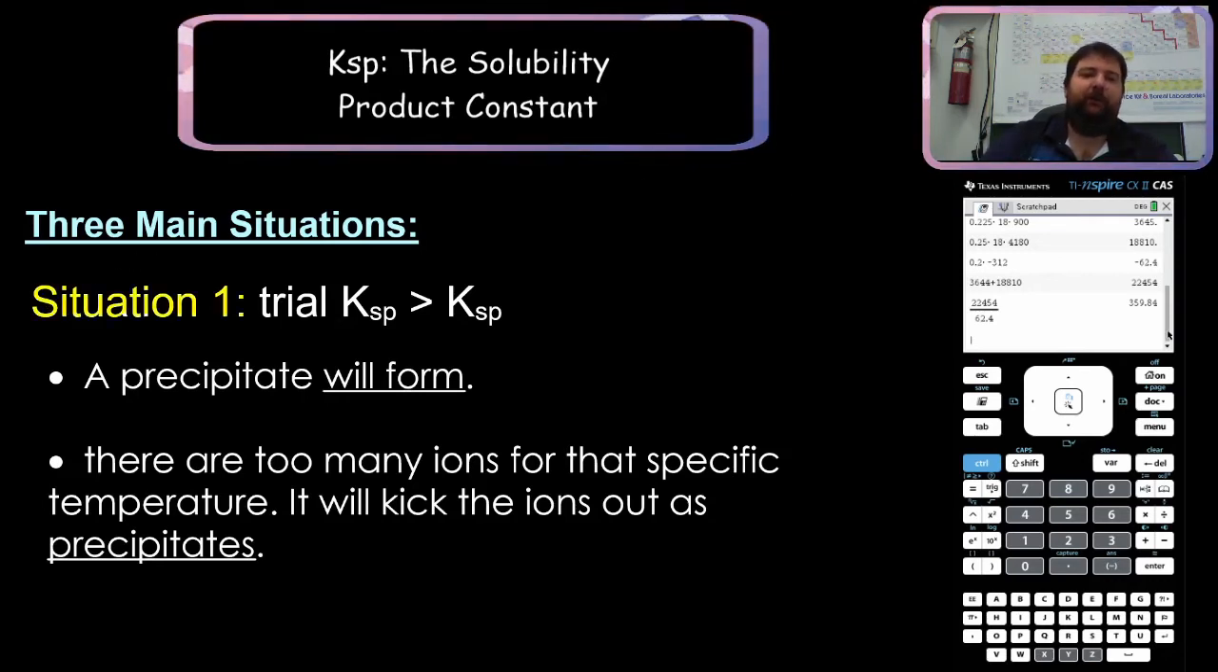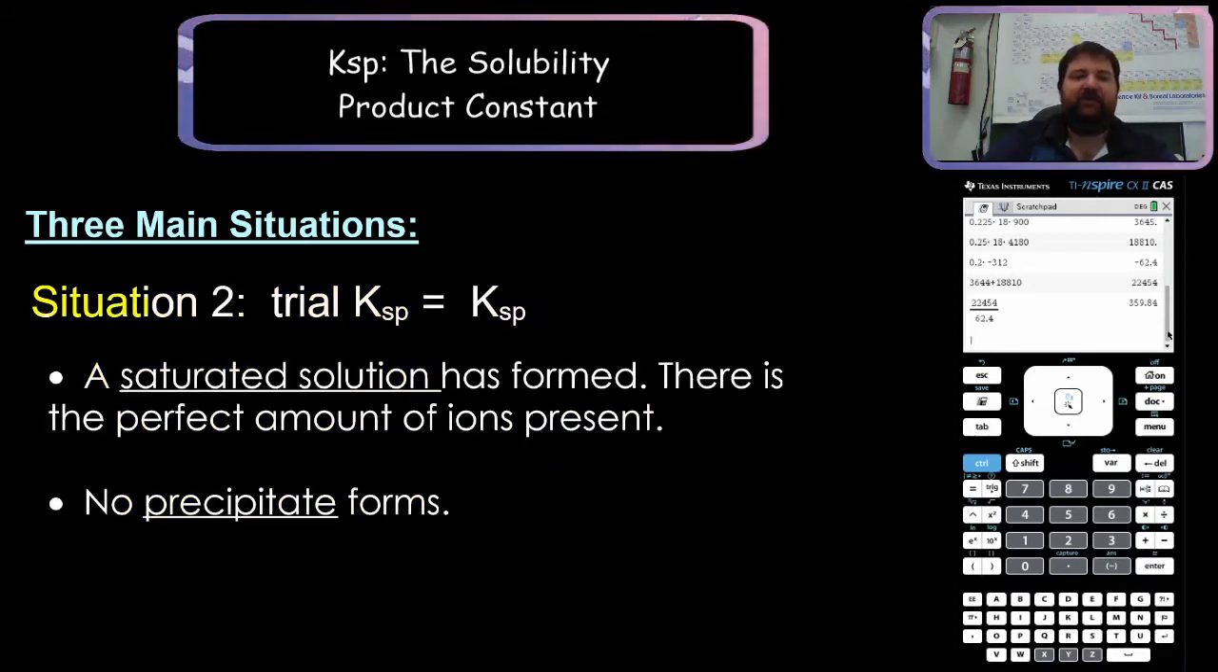The first situation is that when you find your trial KSP, it's greater than the actual KSP given to you. If that's the case, a precipitate is going to be formed. And why? That's because there's too many ions that are dissolved in the water at that specific temperature. And those ions will have to shift to either the left or the right, depending on how you set up your equation. But there's going to be a shift in equilibrium that will result in kicking the ions out of solution and forming a precipitate.